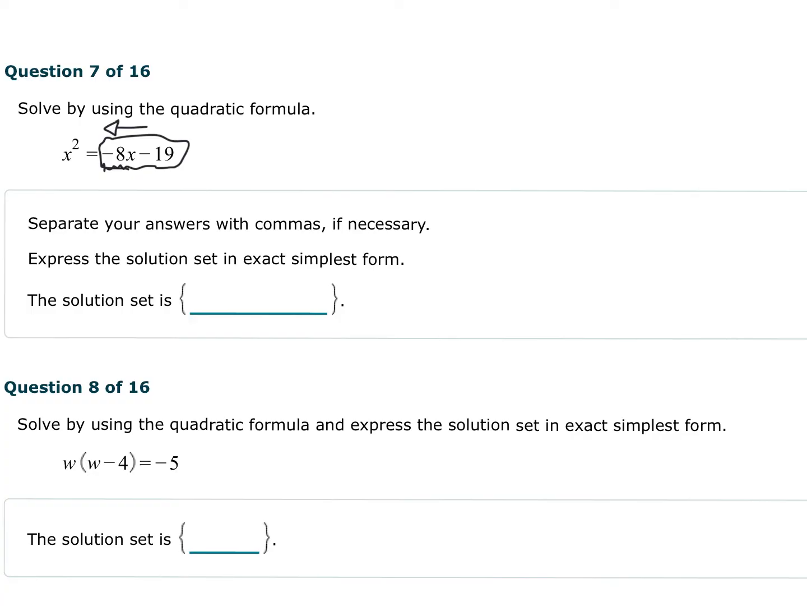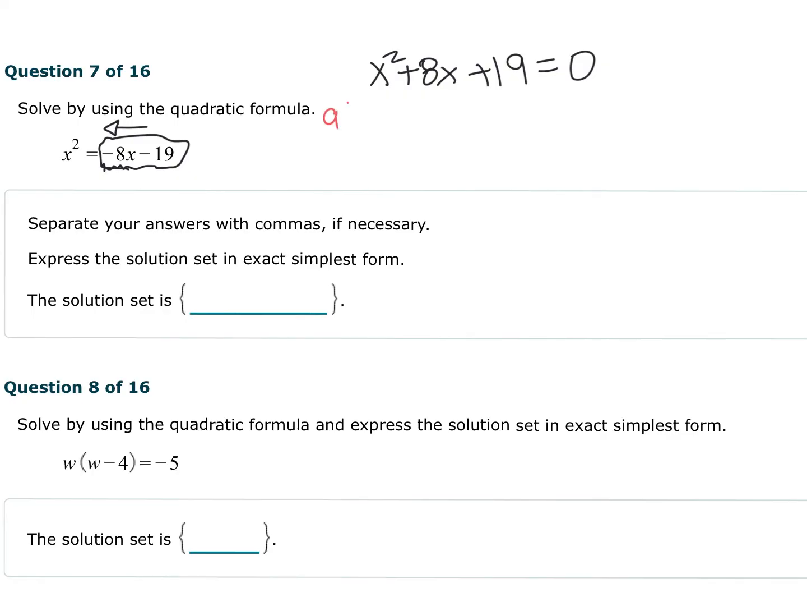And when I do this, I just really need to perform the opposite operation to both sides so that it cancels out. So the negative 8x, I would add 8x to both sides, and so it's going to become a positive 8x. And then the negative 19, I would add 19 to both sides. And then I have it set equal to 0. Now I can start my quadratic formula.